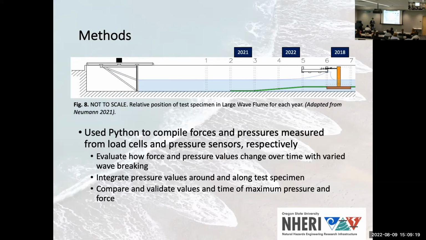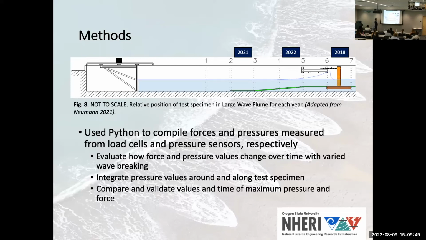I keep on talking about these 3 different years of experiments. That figure on top shows where the cylinder was relative to each other in each year. In 2018, it was the furthest down the flume, so theoretically the wave is broken and should have the least amount of energy impacting the cylinder. This past year, we had it in between the 2 years, so we tried to have the wave breaking right on the cylinder. Theoretically, that should have the most impact, force, and pressure. In 2021, we had the wave still intact, unbroken, so that should be in between.